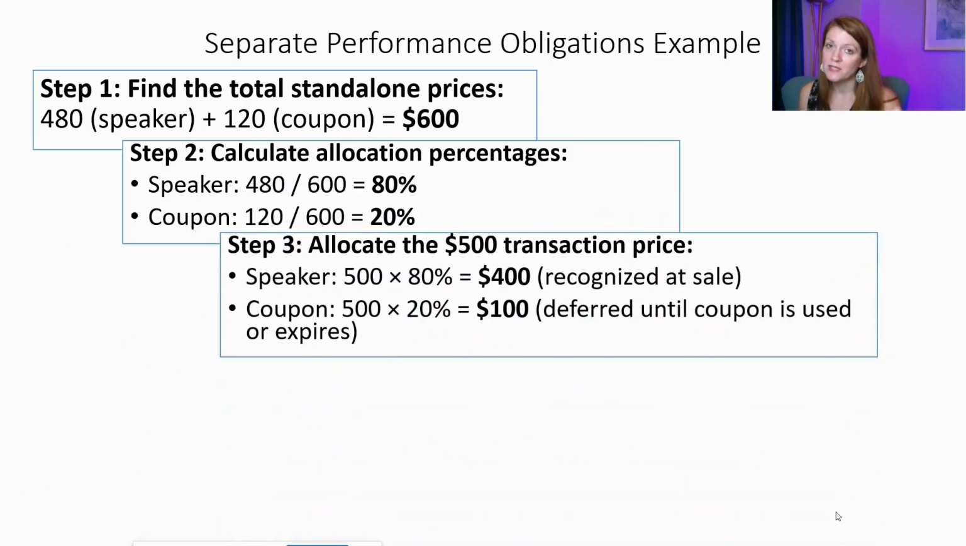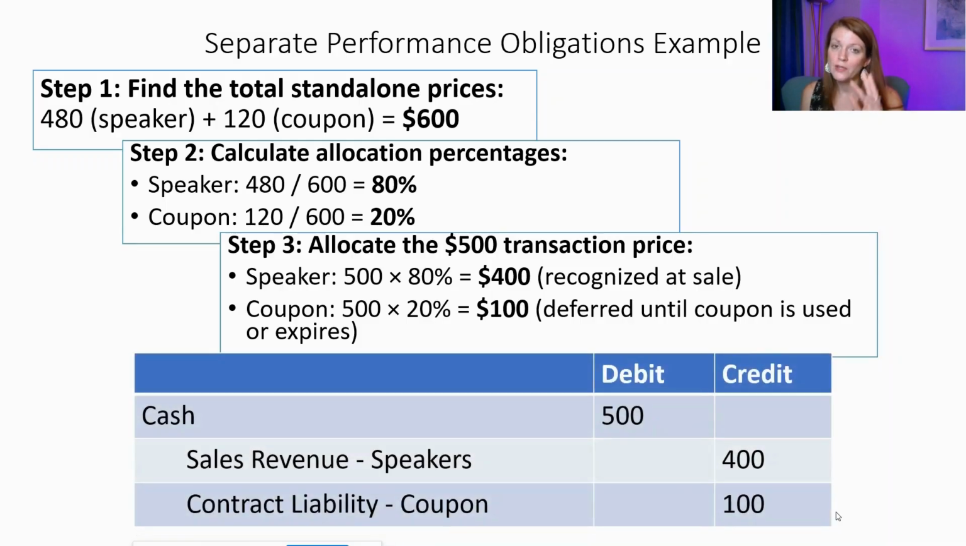Well, they didn't charge them $600, they only charged them $500. So we're going to take the $500 times the percentages, and that breaks out how much we want to allocate to each one. This is the same thing we did previously in this chapter. So the $500 times the 80% shows that we're going to put $400 towards the speaker when we recognize this, and then the $500 times the 20% says we're going to put $100 towards deferred revenue that we may get from the coupon. So here's how we record it.